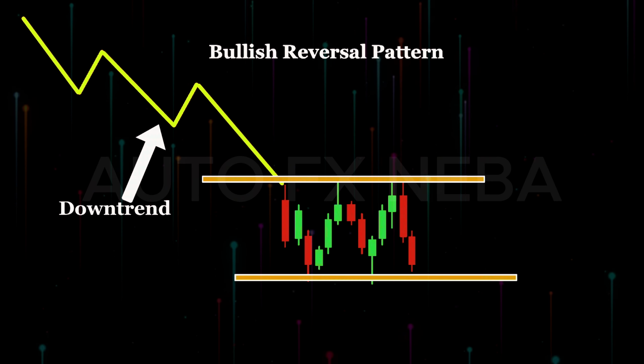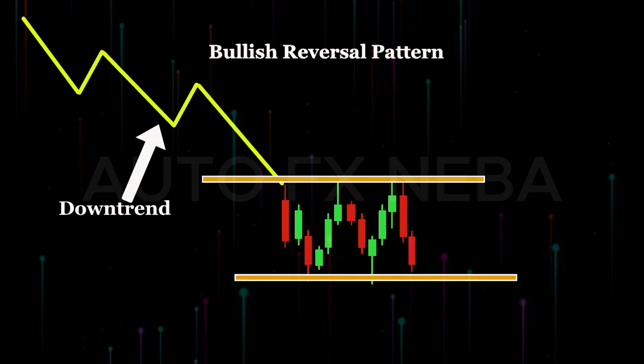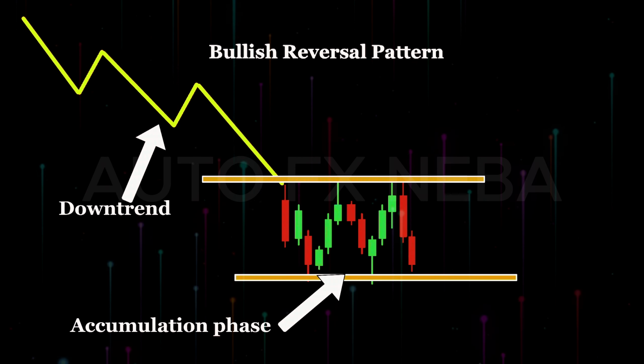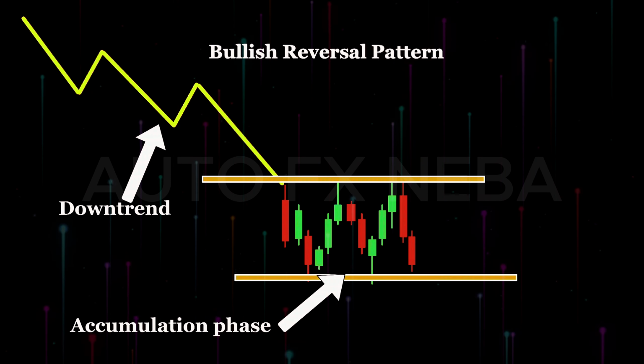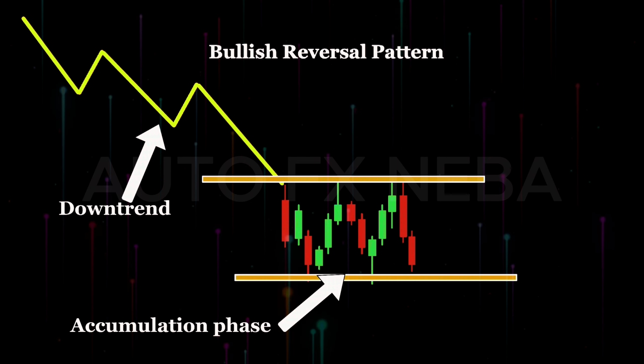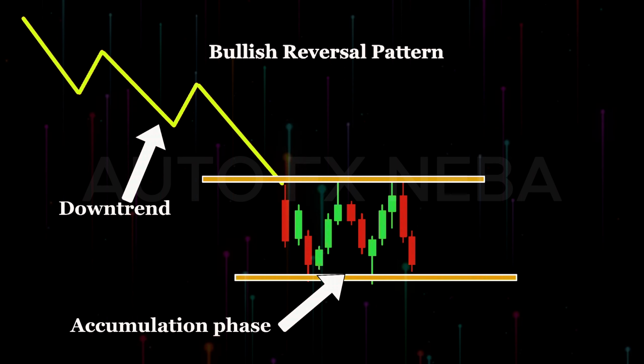In a downtrend, smart money is looking to buy at discounted prices. This begins with the accumulation phase, where price starts to consolidate in a range. Here's how to catch the upside move. Watch for the range to form. This is smart money building long positions.